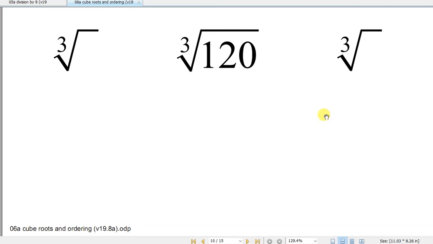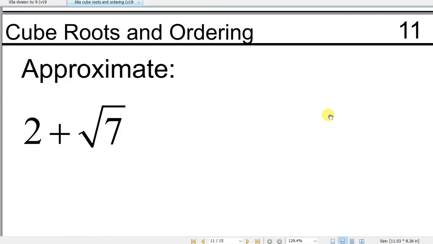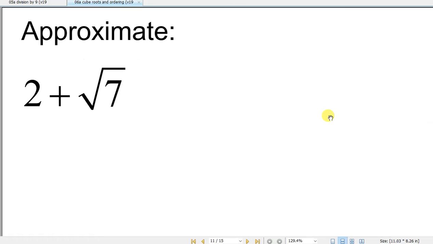Really close to a 4.9. All right, let's approximate this one right here. 2 plus the square root of 7.